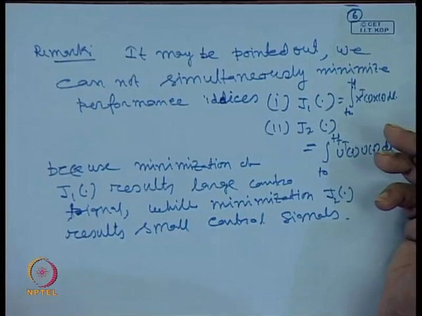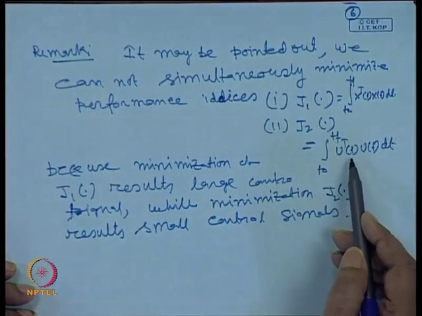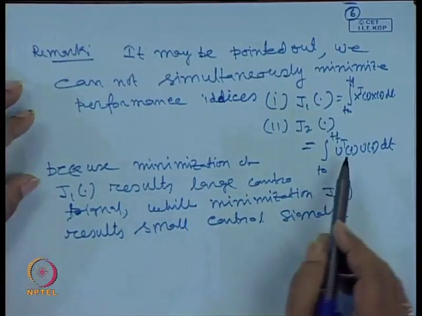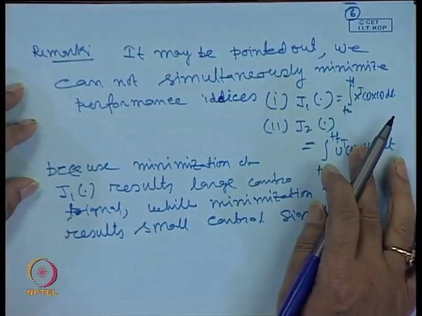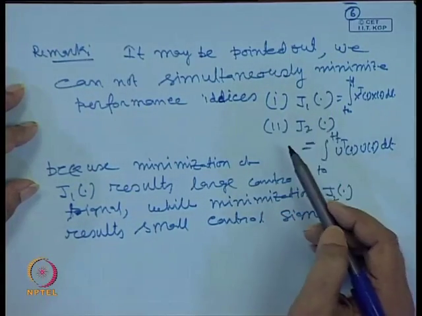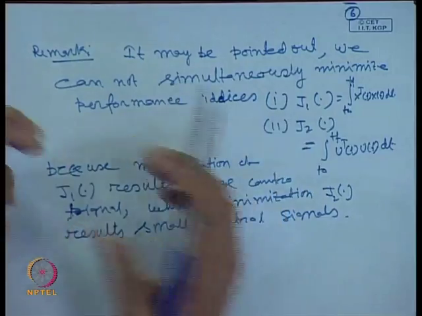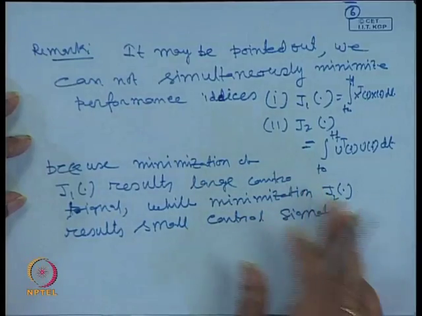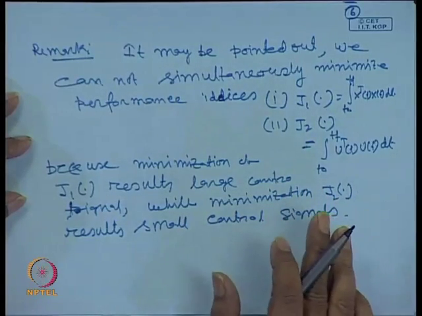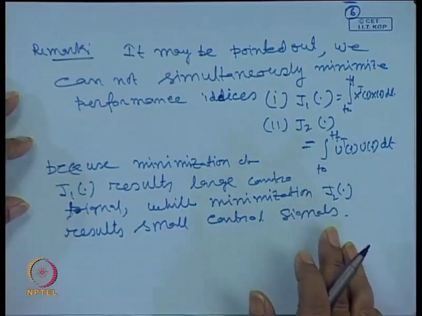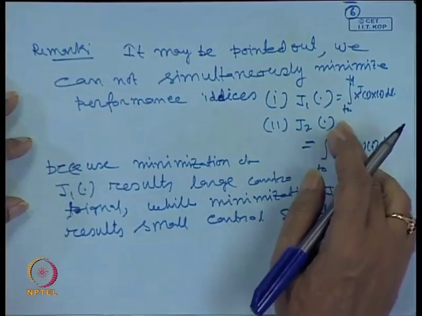Physically, if you pump more energy into the system, that quantity will be minimized. For the second part, when we are minimizing it, the result is a small control signal. So, these two things we cannot minimize simultaneously, because they contradict one another. So, we have to make some compromise. That compromise we can make by using the convex combination of these two performance indices.